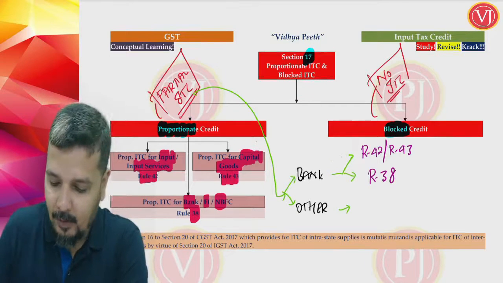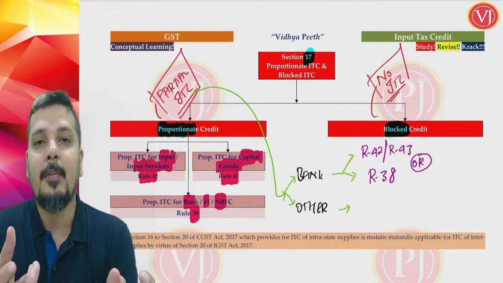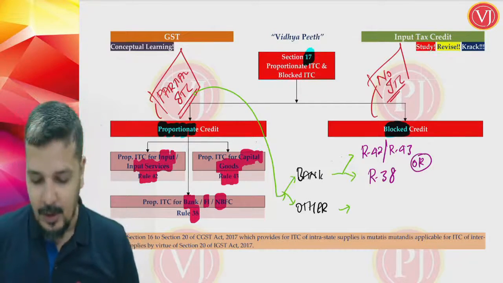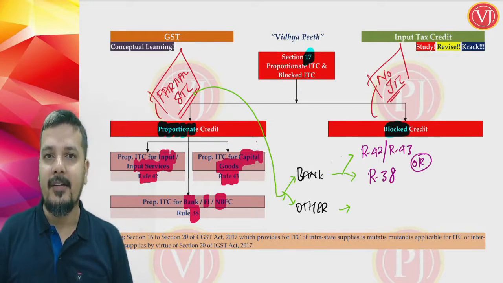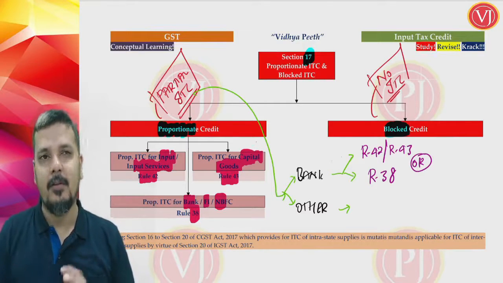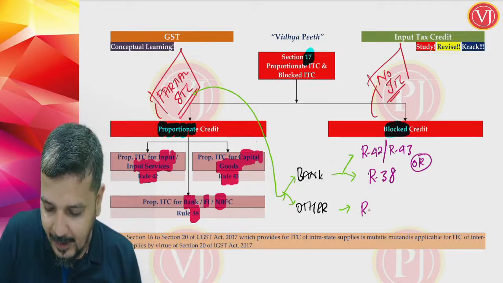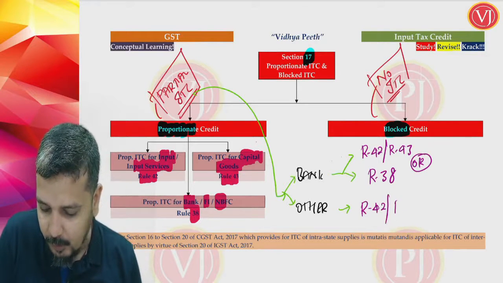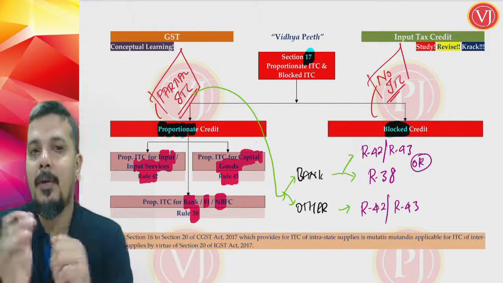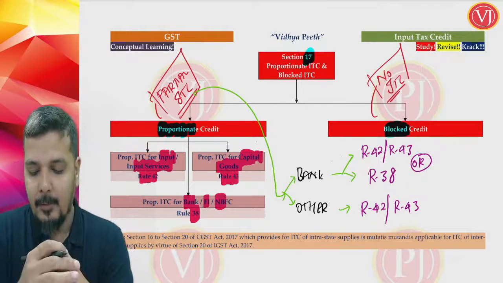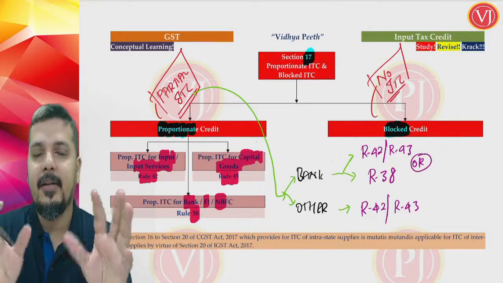So either or. And this rule 38 talks about common inputs, common input services as well as common capital goods. When you're talking about other companies who are affected by proportionate ITC, not everyone is affected, as I said. Those companies who are affected by proportionate ITC, they do not have any option. They have to go for only rule 42 for common inputs, input services, and rule 43 for common capital goods. So that you have to keep in mind. Now talking about your 42, 43 and 38, things are pretty clear.